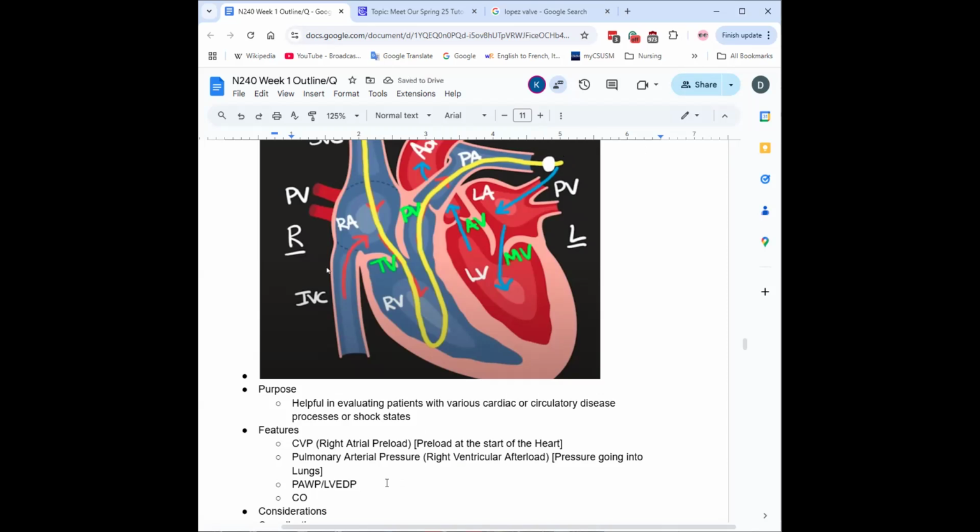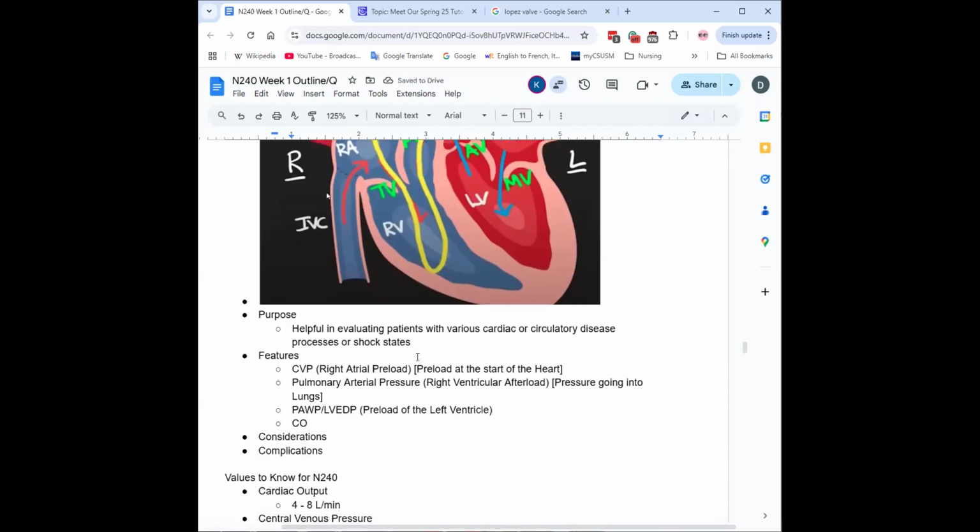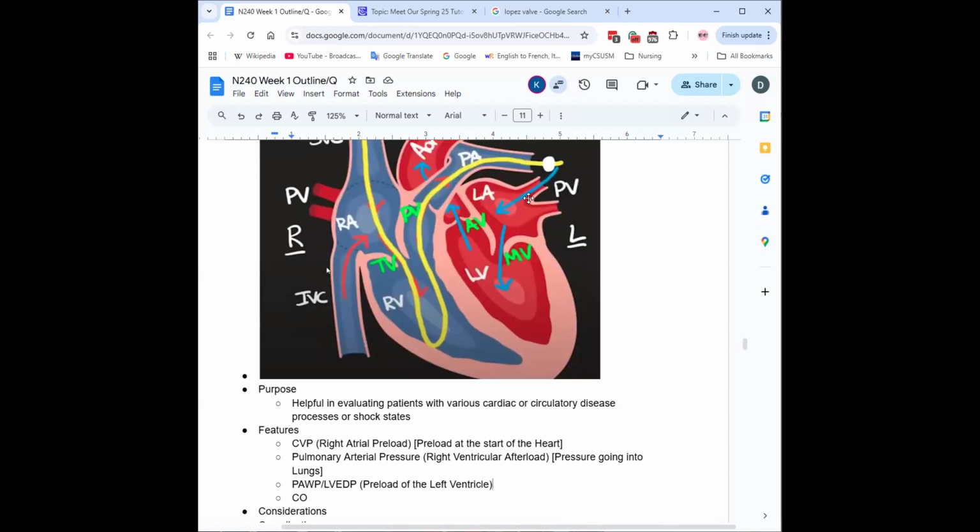So the pulmonary arterial wedge pressure, the wedge referring to that occlusion, is essentially going to be, I would call it, the preload of the left ventricle. So this is the pressure that has made its way past the lungs, and now is coming into the left side of the heart, that then will make it out to the body.